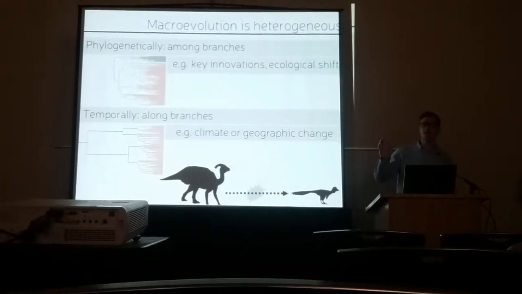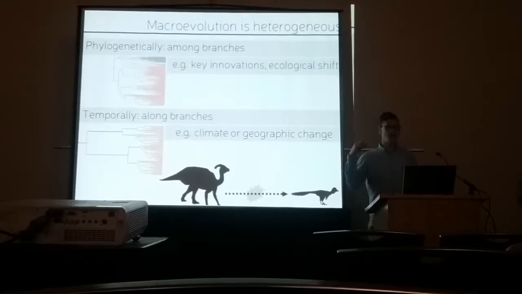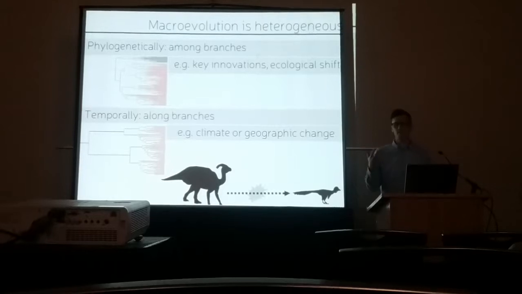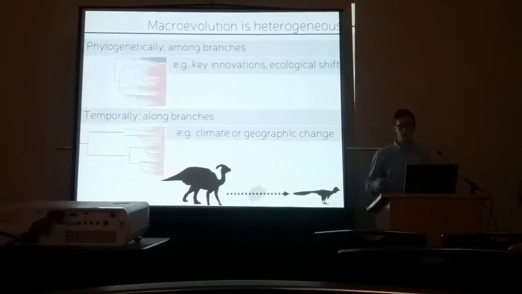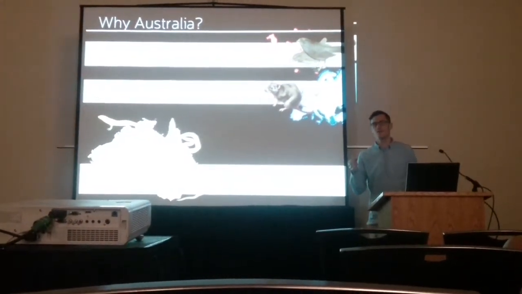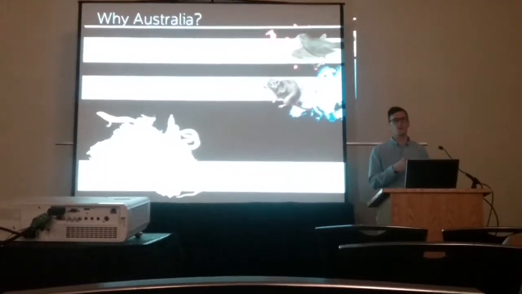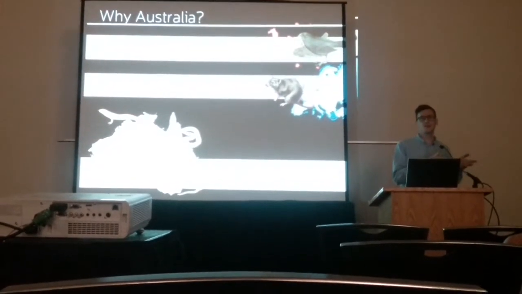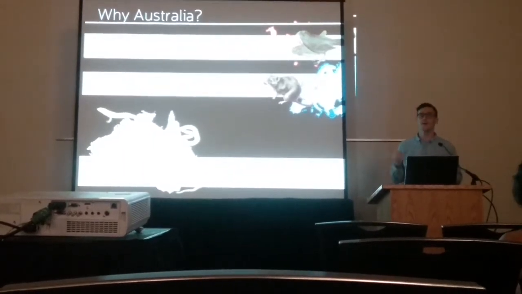We also notice this heterogeneity in a temporal sense, along the branches of the tree. And we generally attribute this to processes like climate or geographic change that are unilaterally influencing groups in a given area. But macroevolutionary studies are often done on islands, small islands, and that's generally a relatively small time scale. And when these studies are done on a deeper time scale, it's often across continents and not a continuous landmass.